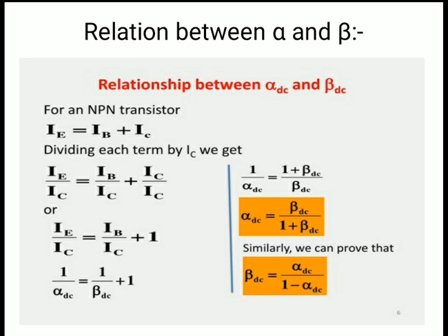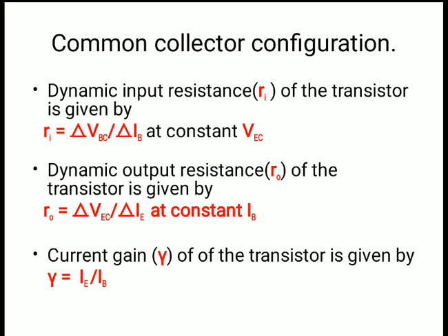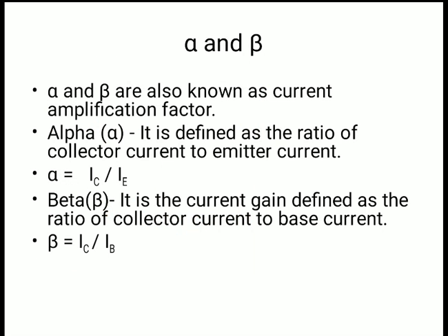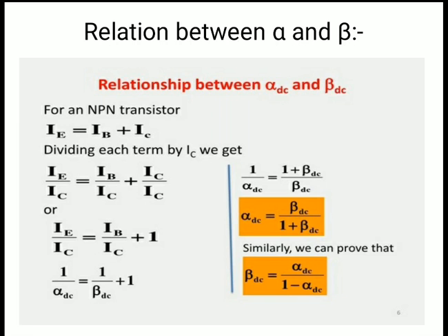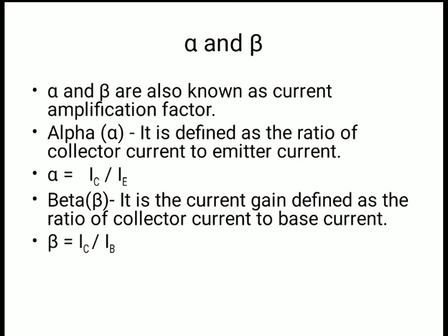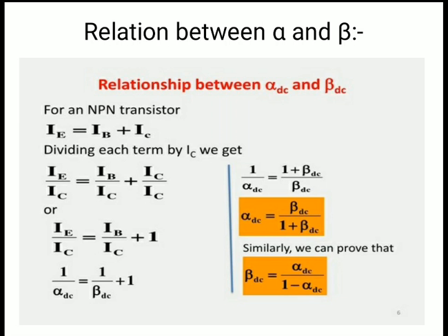Because IC upon IB is beta, IB upon IC is nothing but 1 upon beta. Similarly, IC upon IE is alpha, so IE upon IC is nothing but 1 upon alpha. So 1 upon alpha is equal to 1 upon beta plus 1. When we do the cross multiplication, we get alpha equal to beta upon 1 plus beta, or beta equal to alpha upon 1 minus alpha.